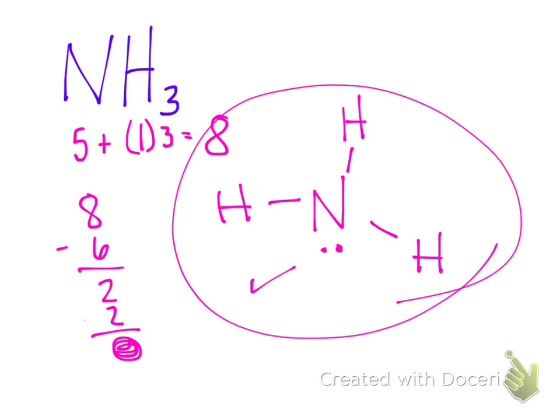Not so bad, huh? Always go back and check to make sure we've got octets completed and we've got the total number of valence electrons correct. Any questions here? Yeah, Colin. Is that another line under nitrogen? No, that's just a check mark. All right, ready to try another one? Yes.